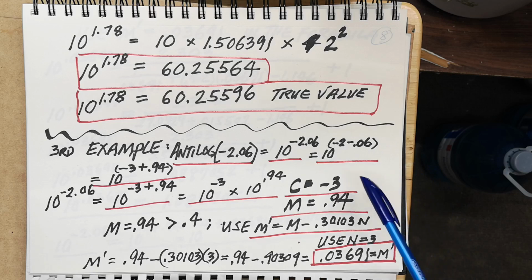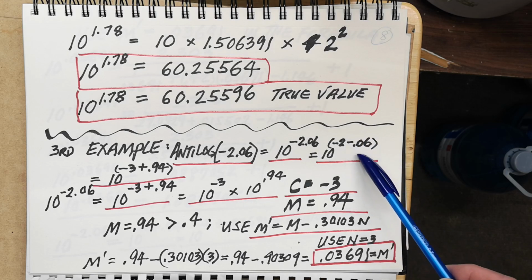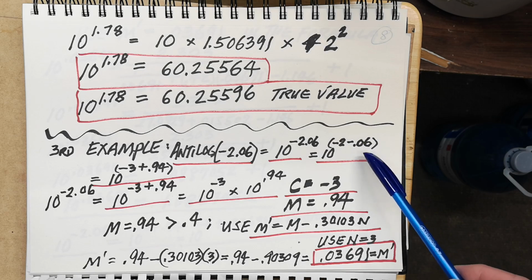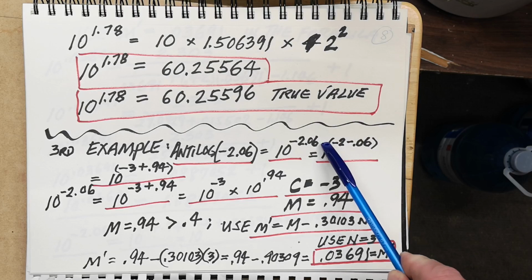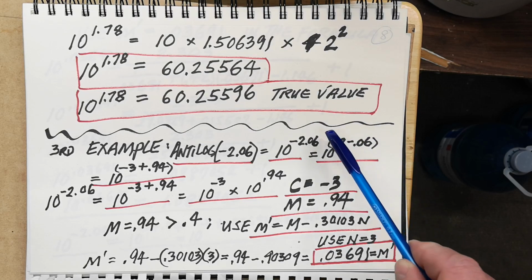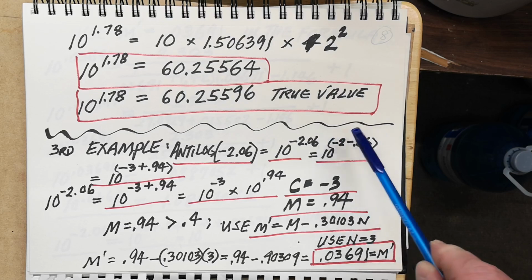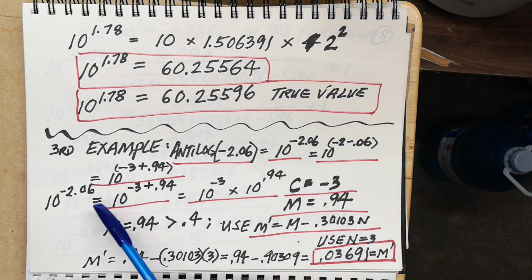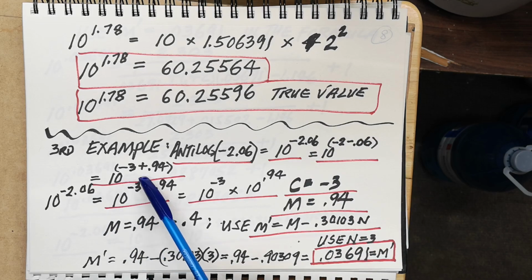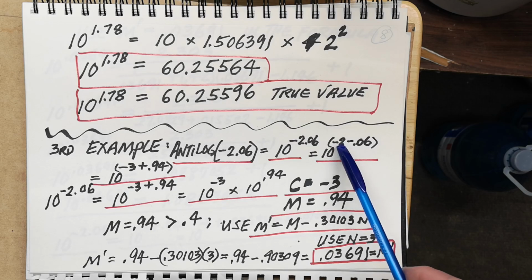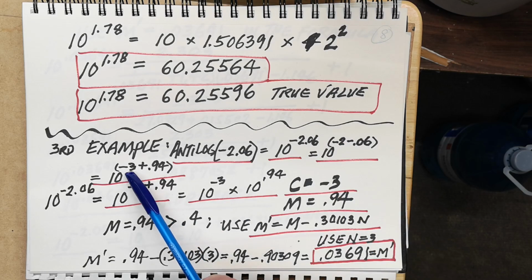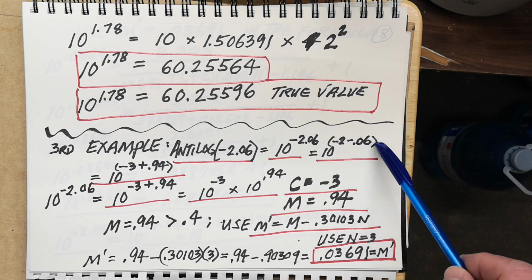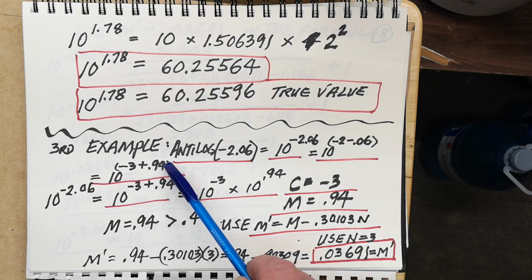So what we do, in order to make this mantissa positive to be able to substitute into the formula, is add 1 to the characteristic... that is, add negative 1 to the characteristic and positive 1 to the mantissa. So this will equal 10 raised to the negative 3. You add negative 1 to negative 2, it becomes negative 3. So you add positive 1 to the negative 0.06 and you'll get 0.94.